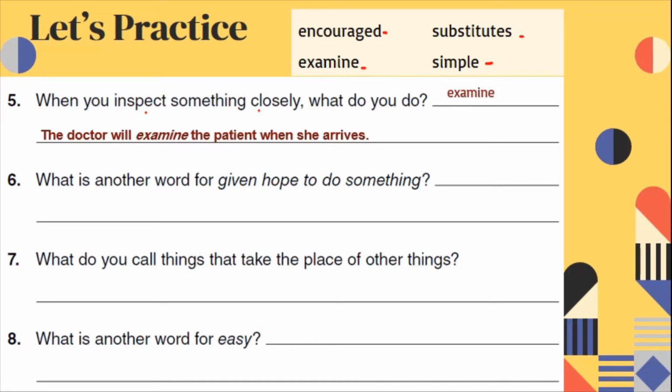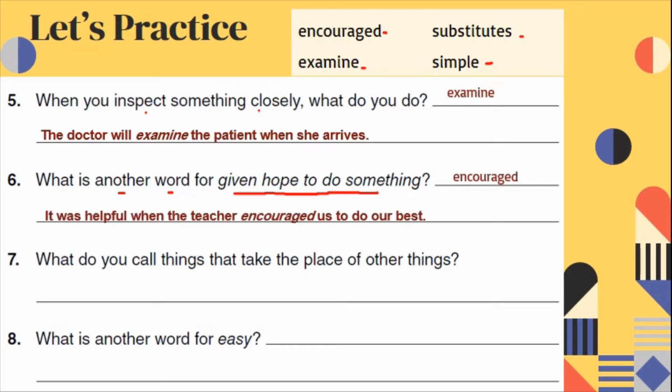Number 6, what is another word for given hope to do something? When someone gives you hope to do something, it means he is encouraging you. As a sentence, I can say, it was helpful when the teacher encouraged us to do our best.